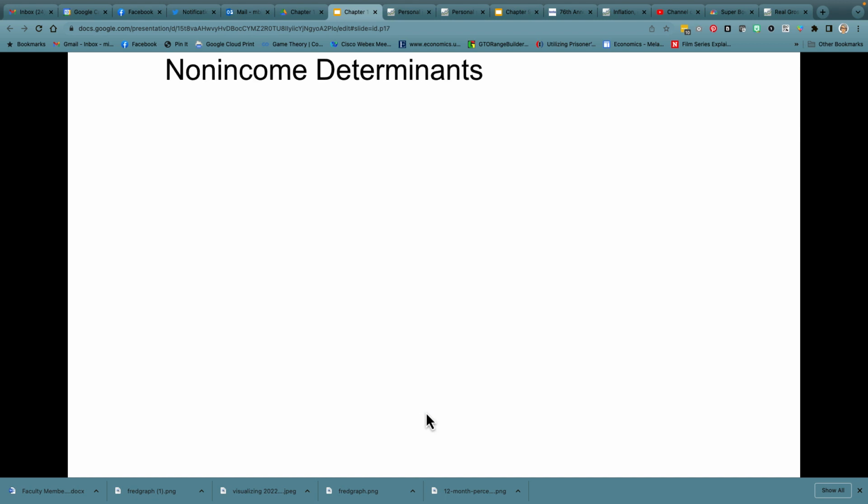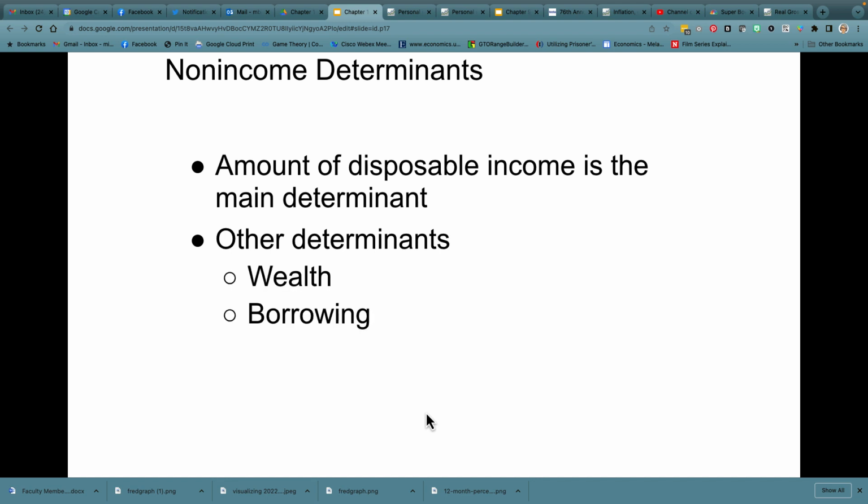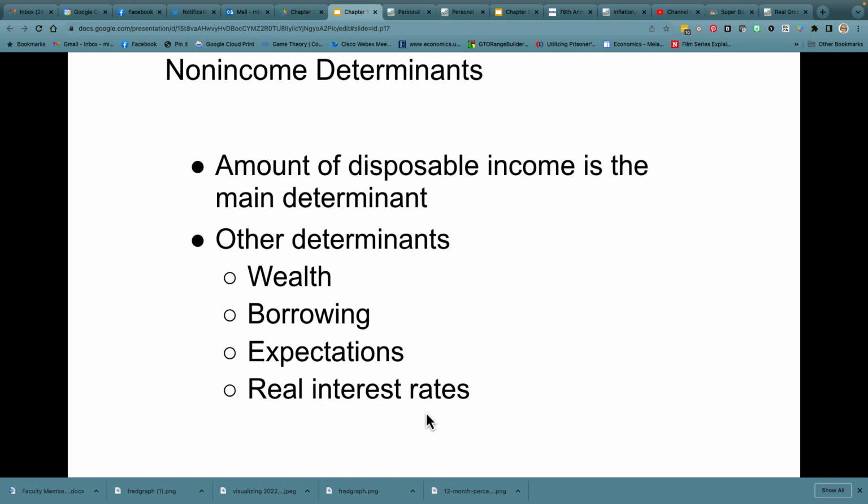All right, so we have said that when it comes to consumption, spending, and savings, the amount of disposable income is the primary determinant. However, there are some other things that can cause consumption spending to change. So we call them non-income determinants. Those non-income determinants are things like wealth, borrowing, expectations, and real interest rates. So let's talk about these briefly.